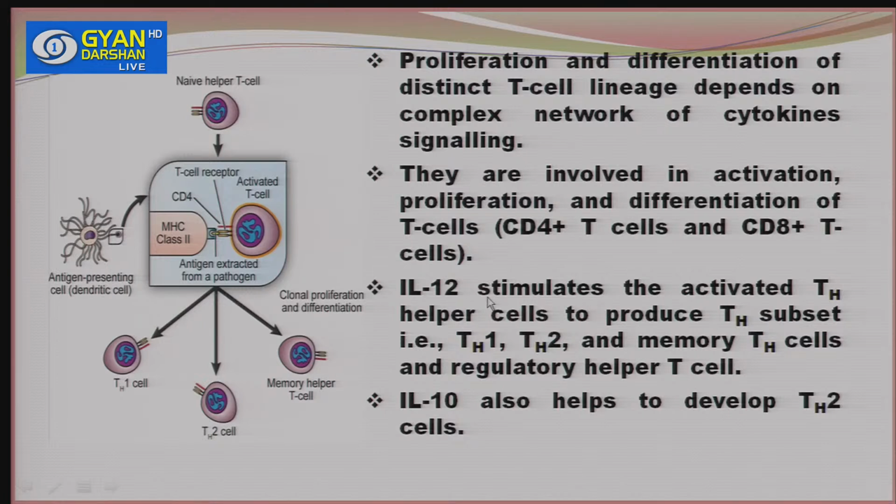dendritic cells. They are able to stimulate and activate T helper cells to produce T helper subsets: T helper 1, T helper 2, memory cells and regulatory T helper cells. Interleukin 10 also helps to develop T helper 2 cells.